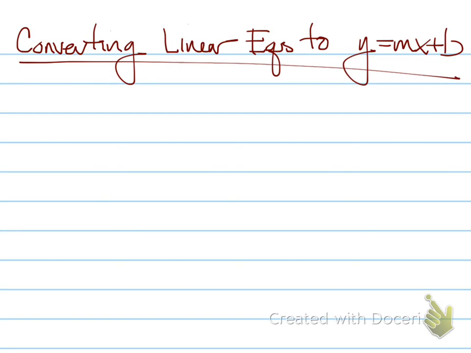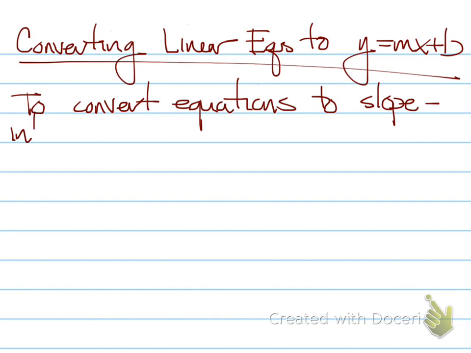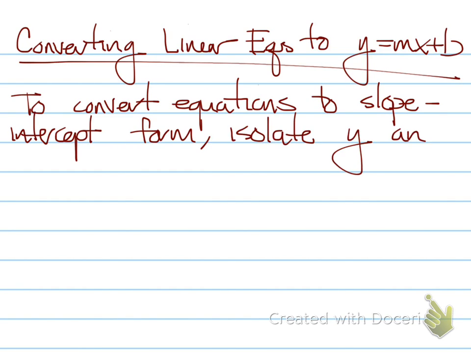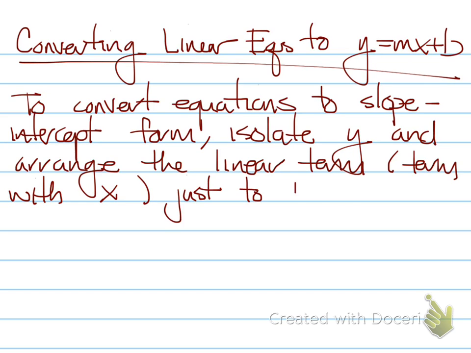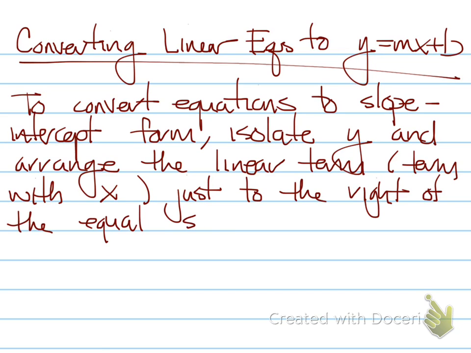All right, in this lesson, we're going to be converting linear equations into slope-intercept form of a linear equation. To convert equations to slope-intercept form, we're going to isolate the y variable on the left side of the equation, and then we're going to write the linear term, the term that has the x in it, just to the right of the equal sign, and then the constant is going to go after the linear term on the right side.